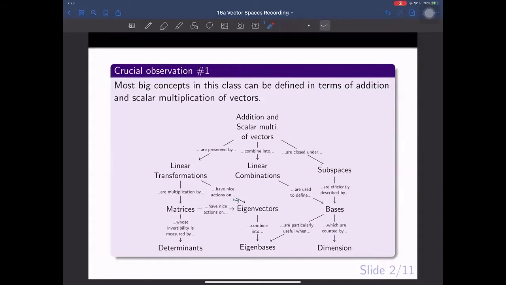The first is this flowchart, which illustrates that almost everything we said in this class can be defined just in terms of addition and scalar multiplication of vectors. Although we have many definitions and algorithms, and some can get pretty complicated, everything boils down to simple definitions and concepts that are just addition and scalar multiplication.